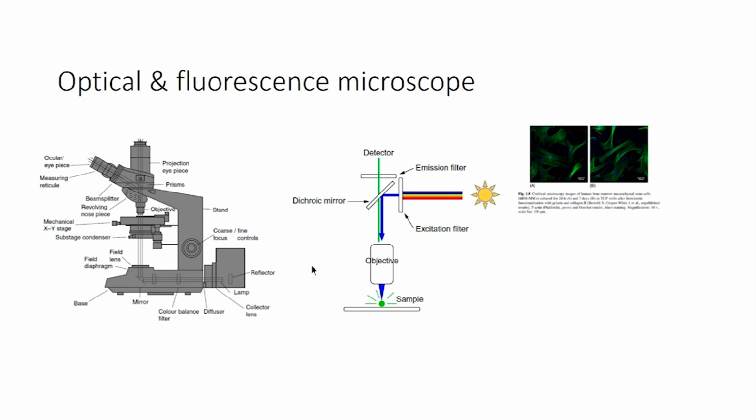So, the image shows the fluorescence microscope image. The green elements are the actin filaments, which are stained using phalloidin, and the blue stains are the nucleus, which is stained using Hoechst stain.